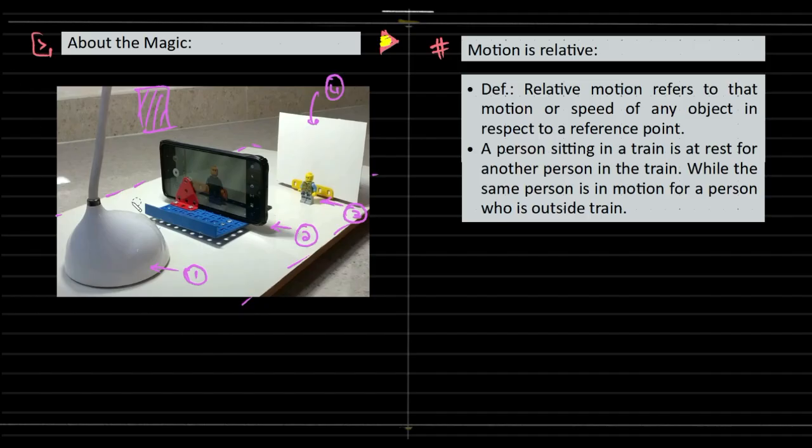So how is that obvious with this perspective and not with this perspective? With a different perspective, we have different results. With the first perspective, that is the perspective of the camera, the person was at rest. While with the second perspective, the magician was moving with respect to the walls of the room. So let us understand motion being relative. Let's understand this and then come back to this.